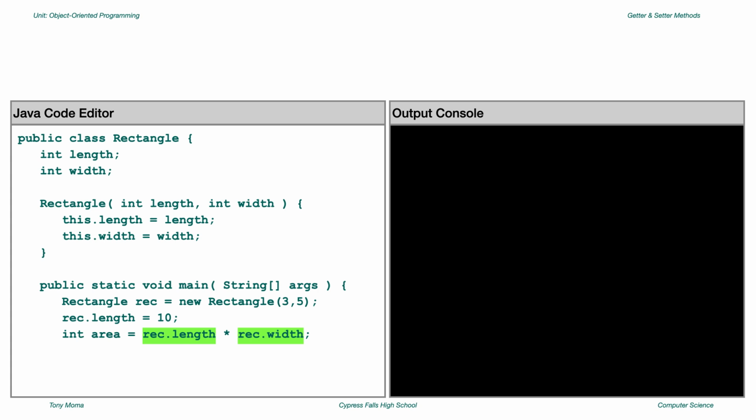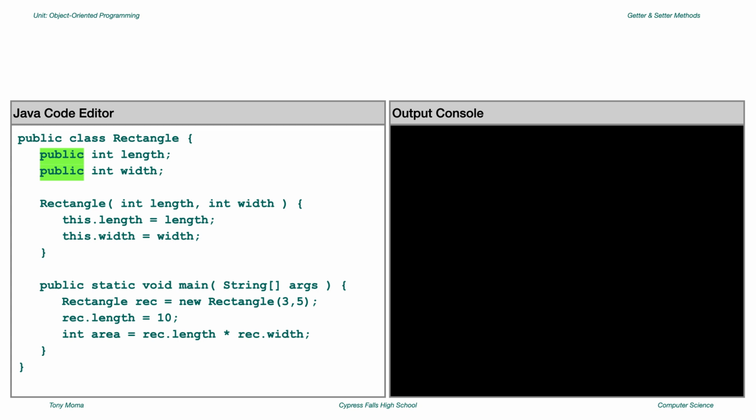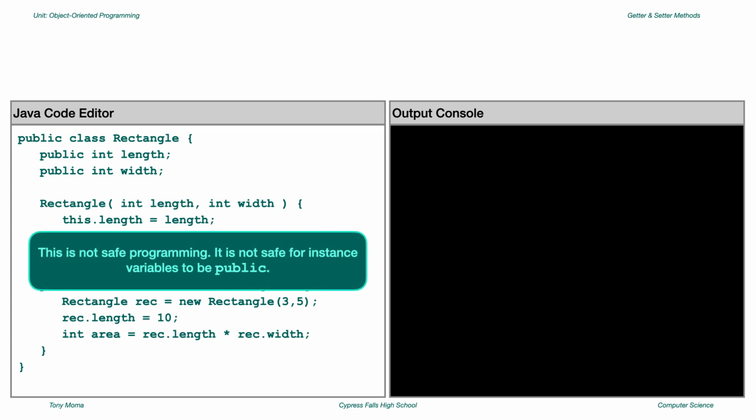The reason this approach is allowed is because both length and width are public by default. Even though we never wrote out the word public for length and width, when you don't write anything in front of it, instance variables are made public by default. Thus, not writing anything would have been the same as actually writing the word public in front of it. They both achieve the same effect. That being said, this is not safe programming. It is not safe for instance variables to be public.